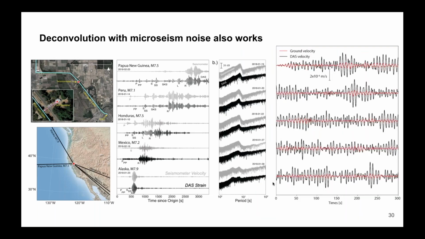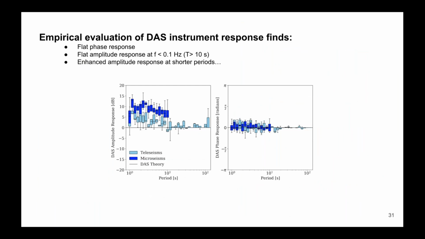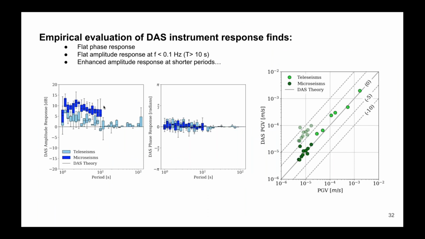So we can do similar things with microseism, but I'm going to move forward in the interest of time. So this is just looking at a culmination of many earthquakes. In microseism, you see that upward tick in the response. Similarly, phase being flat. So this is looking at box and whisker plots. And then if you take that instrument response function and remove it from the data, you see the relaxation back down to a 1-to-1 velocity response between DAS peak ground velocity and the actual peak ground velocity of the Earth.